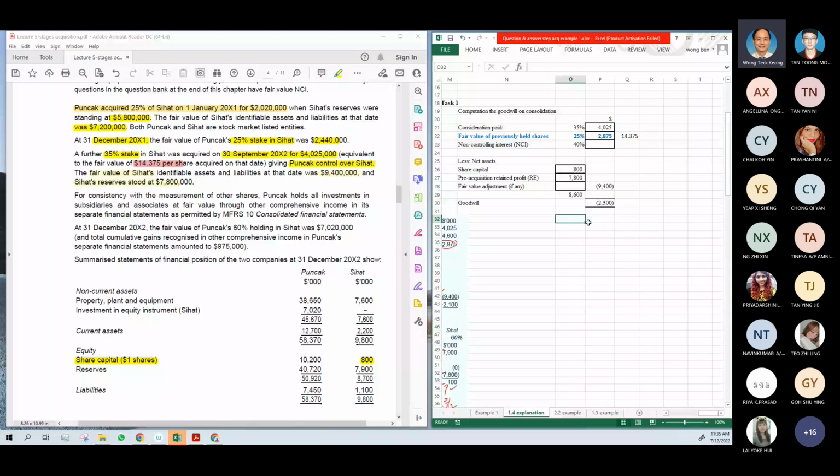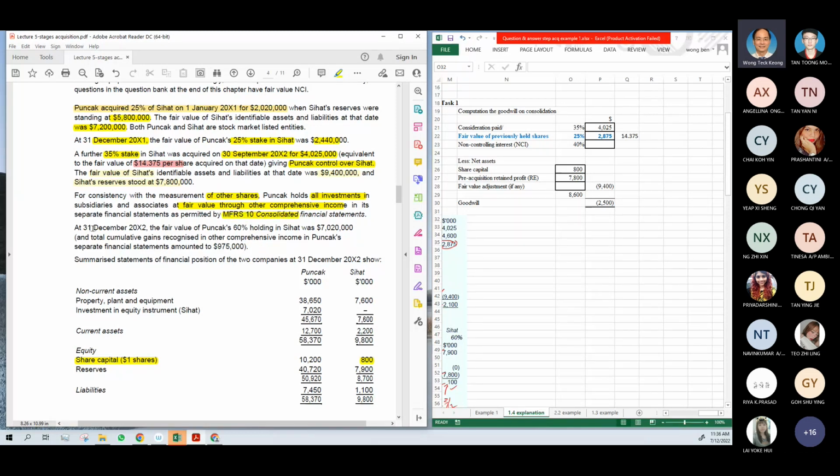So we come to this, okay? You see what the question says about why they have a difference. For consistency, the measurement of other reserve: Punchat holds all investments in subsidiaries and associates at fair value through OCI. It means any change in fair value, go up or go down, you just debit or credit to OCI. Let's suppose a 1 million investment becomes 3 million, an increase of 2 million, then you credit OCI. This is what I mean by fair value through other comprehensive income. We will learn more about this when we reach the last chapter, MFRS 9. So the consolidation is prepared under MFRS 10.